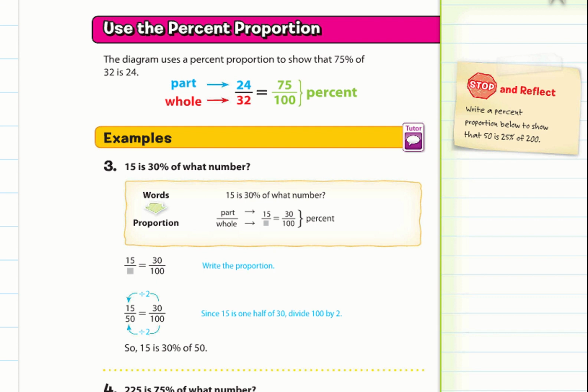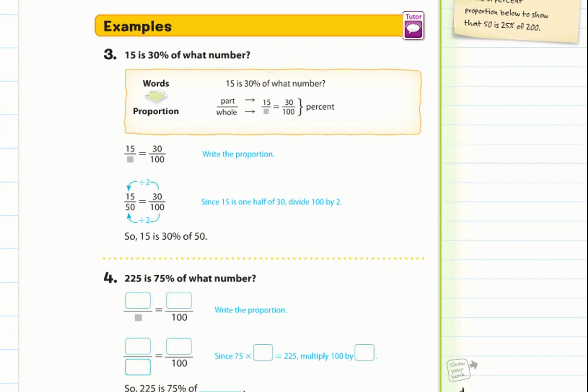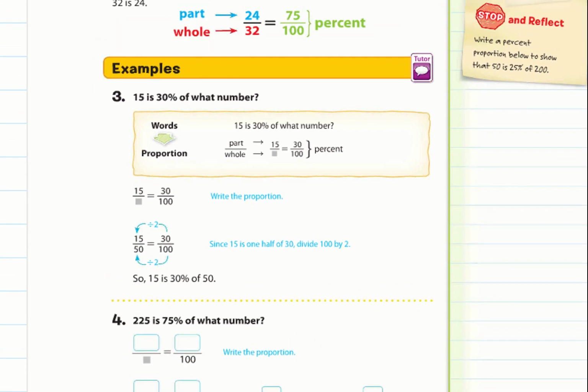Oh, this is proportions. Okay, so this is actually a new method, but it's still set up the same exact way. So 15 is 30% of what number? So 15 is our part, and we have 30 over 100.